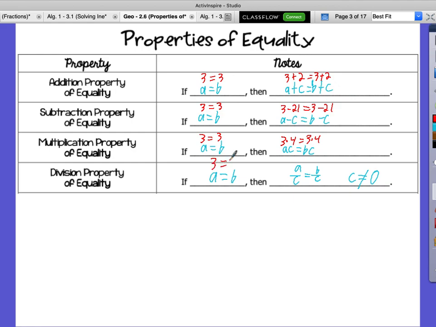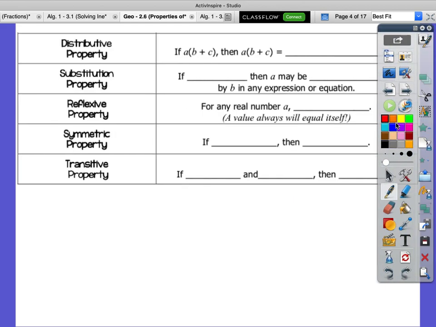So if I have 3 equals 3, and then we take 3 divided by the same number on both sides, Taylor, what number do you want to divide by? 9. Okay, awesome. So 3 divided by 9 is going to be the same thing as 3 divided by 9. This is both 1/3. Equal 0.3 repeating if you want. Those are not new. Those are Algebra 1 fundamentals.